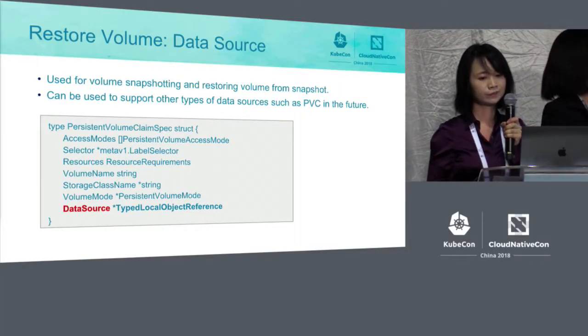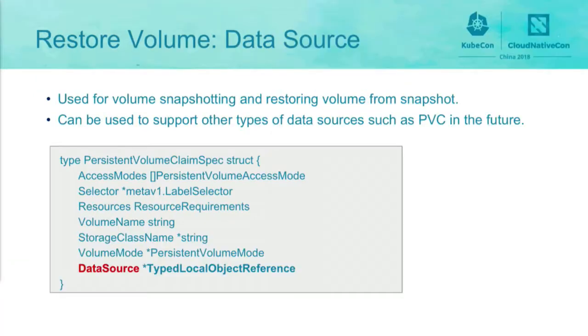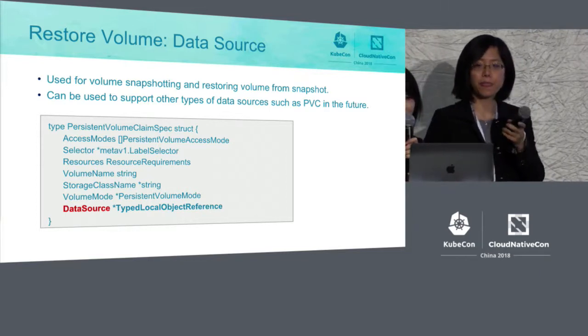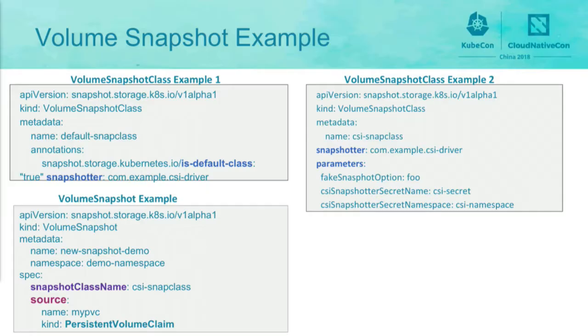Thanks, Jing, for the detailed explanation about the API spec. Do you have some examples, like how to use CSI Snapshot? Yeah, sure. I'm going to give some examples.